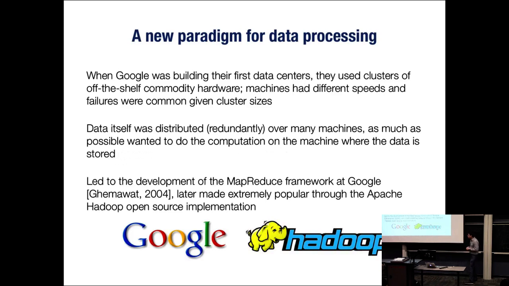And Google was doing something very interesting. There are two important elements about what Google was doing in the context of big data, at least for this lecture. First of all, they were building their data centers out of basically machines you just buy from a store. So hard drives you just buy from a store. Racks you just go out and buy.